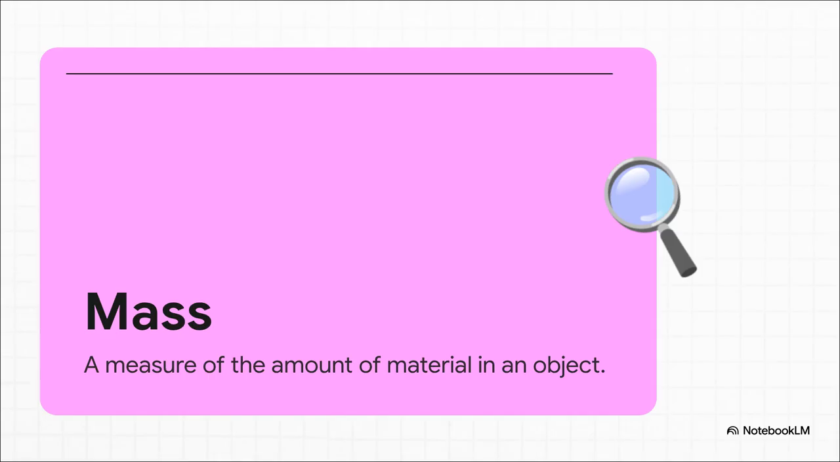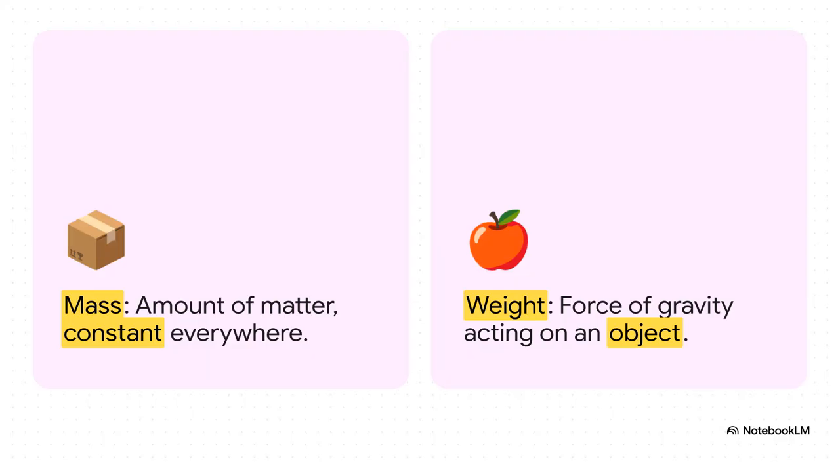Mass is a measure of the exact amount of material inside an object. It's what we call an extensive property, meaning it depends directly on the amount of sample you have. It's pretty straightforward. More material simply means more mass. Here is where the crucial difference comes in. Mass is constant everywhere in the universe, but weight is actually the force of gravity pulling on that object.